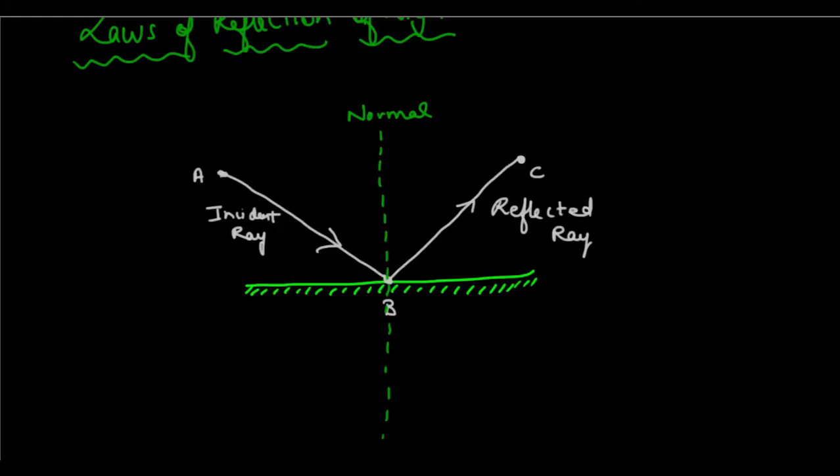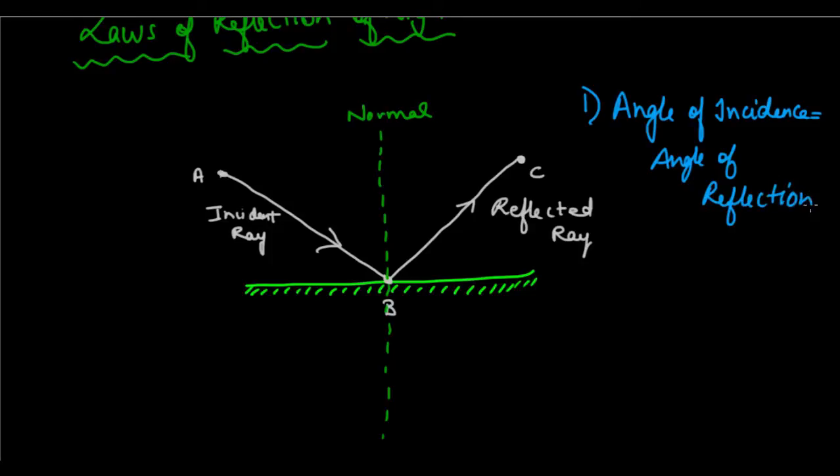Now, this is the basic structure and arrangement of the different rays and things present in a case of reflection. Once you've understood this setup, we can easily understand the laws of reflection of light. There are two main laws of reflection of light. The first law is that the angle of incidence is always equal to the angle of reflection. This is the first law, okay?